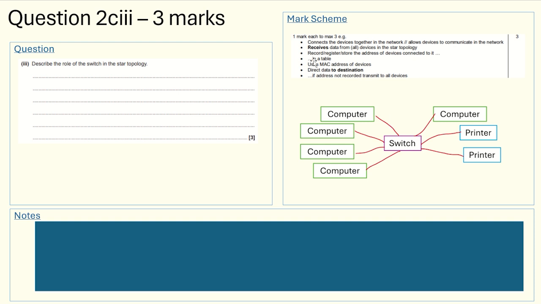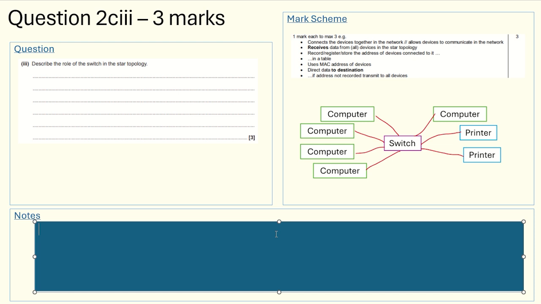Okay, so we've got quite a few points here. It's a 3-mark question, so we're going to write 3 points down here. Now, we know that the switch's job is to connect all of these devices together in a network. If the switch wasn't there, these computers and printers, the peripherals, wouldn't be able to communicate with each other. So it's the switch's job to connect them all together. And we know from the previous question, if this switch wasn't here, then none of the computers or devices would be able to communicate with each other.